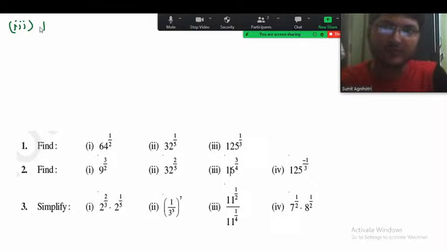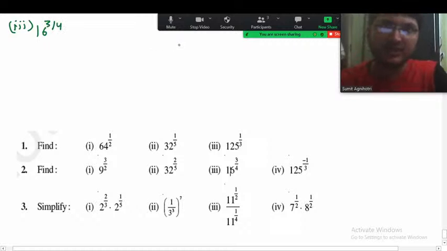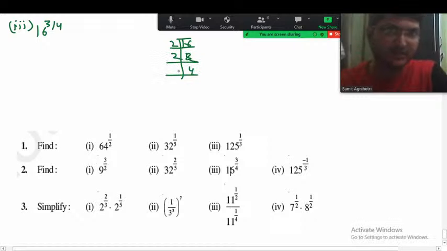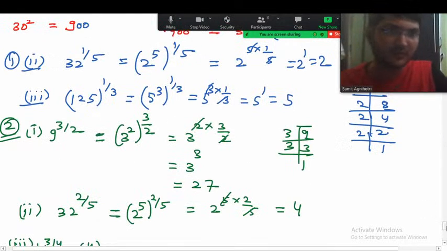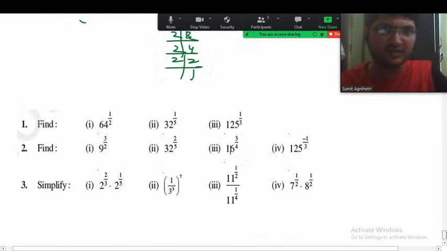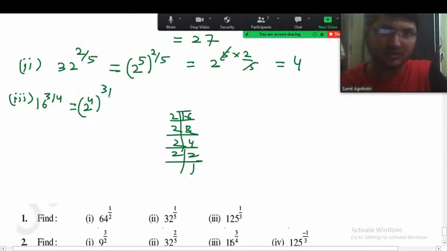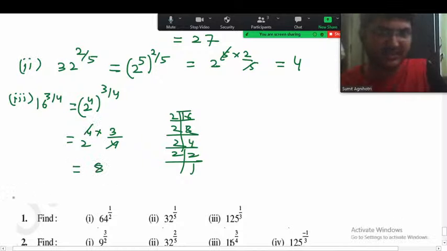16 raised to the power 4 by 3, sir. So we need to factorize 16. Yes, first you factorize 16, very good. And I think you must be okay if I write 2 raised to the power 4 in the place of 16. And further, the power is 3 raised to the power 4. How much power is here? 3 raised to the power 4. And if you use that power rule, you need to multiply these powers, and 2 raised to the power 3 is 8. Can you solve this question?